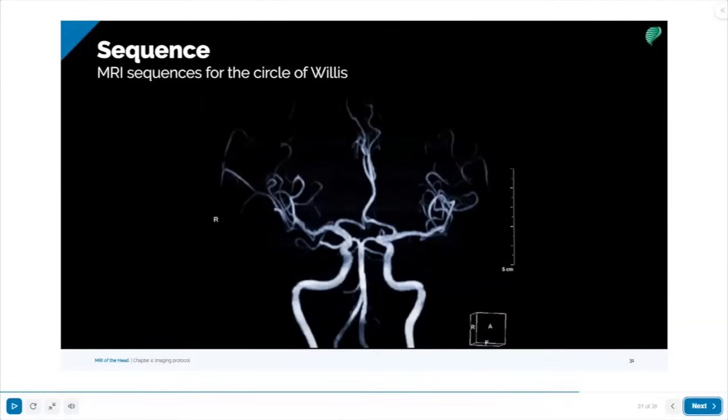Here we're looking at a pulse sequence used for MRA, the circle of Willis. First, we have the time of flight MRA. It's a non-contrast pulse sequence used to image the flow of blood in the arteries. By imaging the flow of blood, we are able to visualize the circle of Willis and detect stenosis or aneurysms. Contrast-enhanced MRA of the circle of Willis, on the other hand, requires the use of gadolinium.